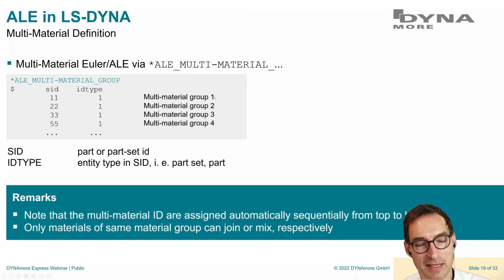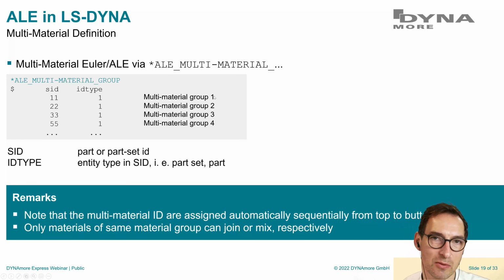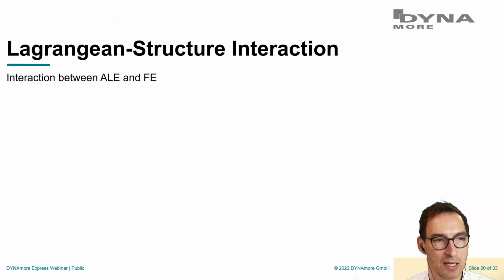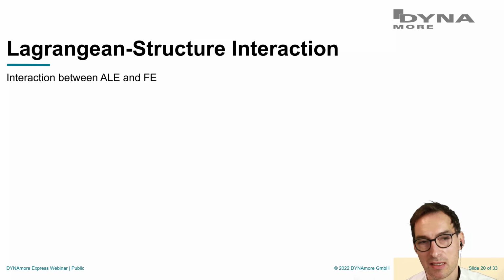However, at least to my knowledge so far, the first line is automatically ALE material group number 1, the second line is number 2, then 3, and 4. And I think there's no way so far to give it a user-defined number. So I think this is a little bit tedious from my point of view. Sometimes it makes it a little confusing, but that's the way it is. Okay, so this is the basic concept.